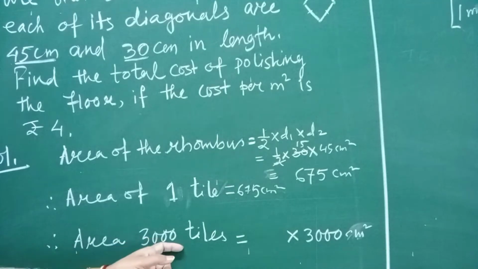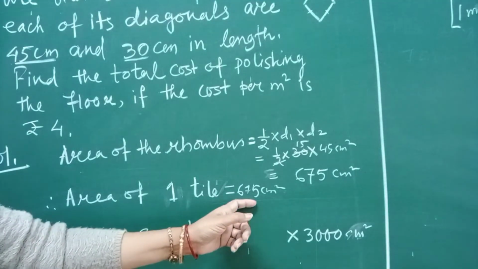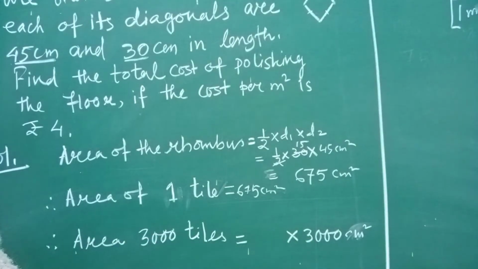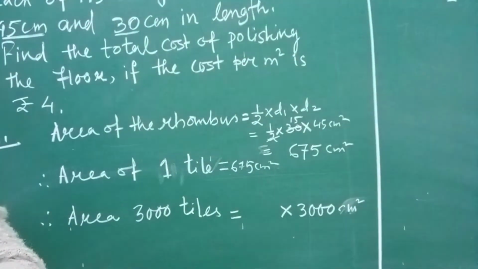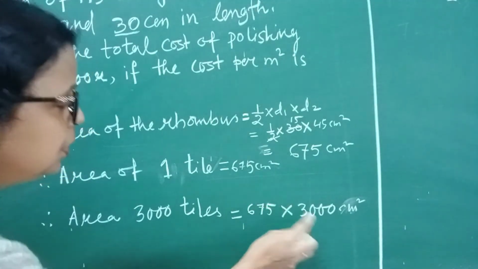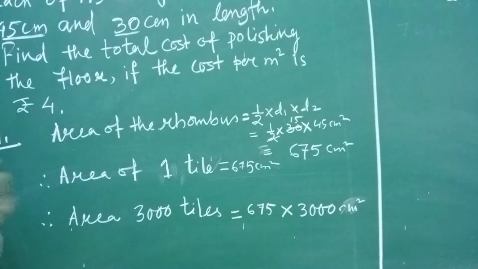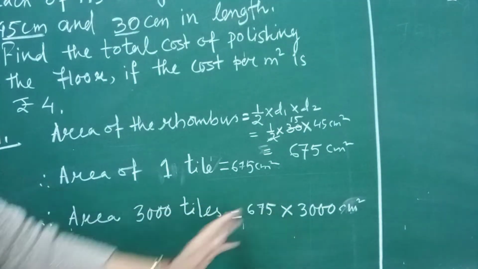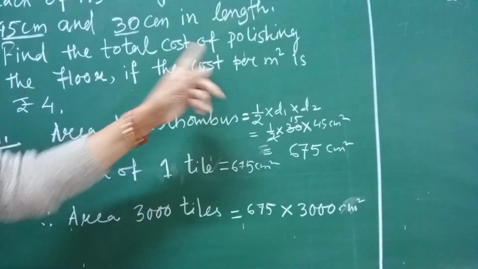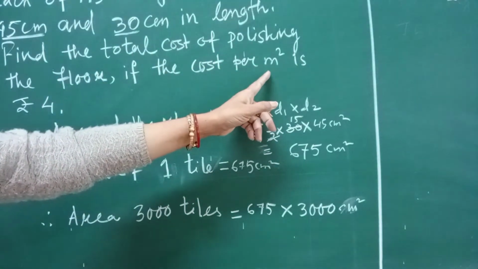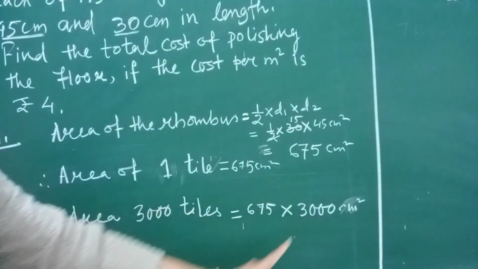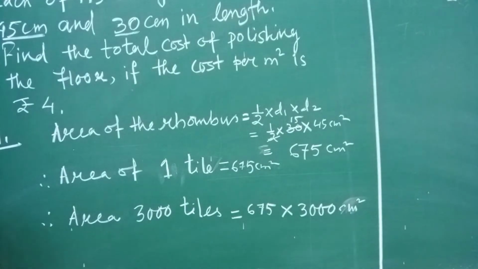Area of 3000 tiles. Whatever the area of one tile, you will multiply it by 3000 and you will get the area of the 3000 tiles. So 675 into 3000 centimeter square. No need to multiply it yet because you have to convert it into meter square, because the cost of polishing the floor is given per meter square. So here our answer is coming in centimeter square. You have to convert it into meter square.